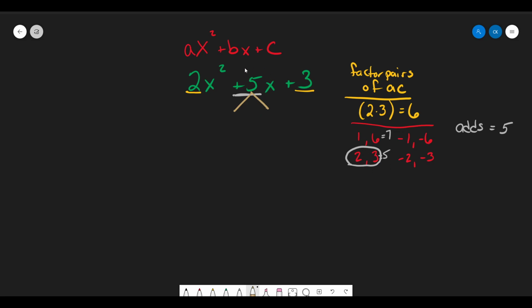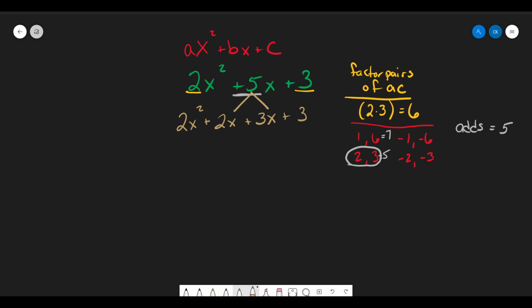So instead of having a 5x, I'm going to rewrite 5x as 2x plus 3x. I'm going to take the two numbers that we got here and use those to rewrite the middle term. And 2x plus 3x does equal 5x, so we're not changing the value of it, we're just rewriting it. The first and last terms stay the same, so this is 2x squared plus 2x plus 3x plus 3. Now I have a 4-termed polynomial.